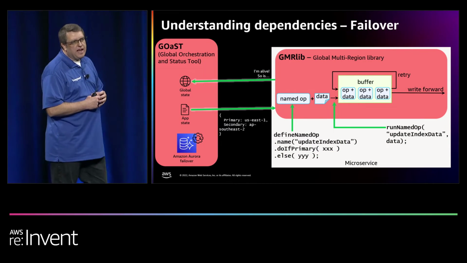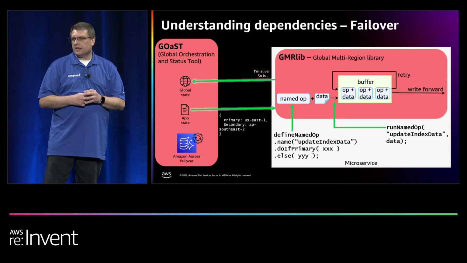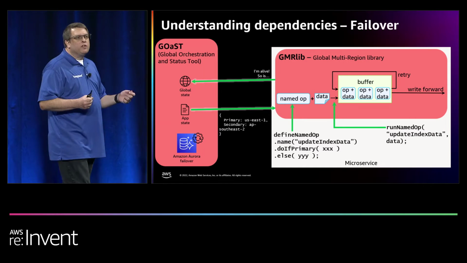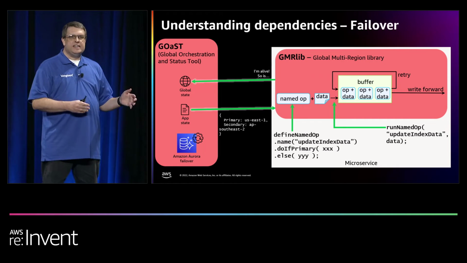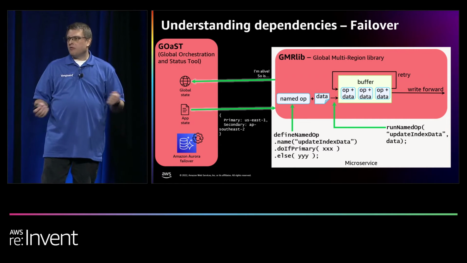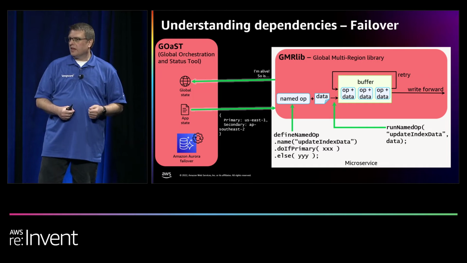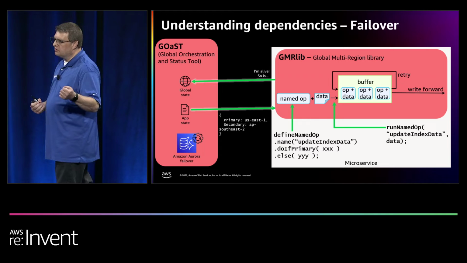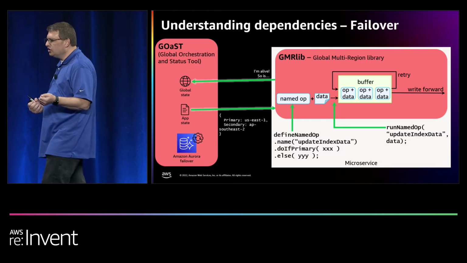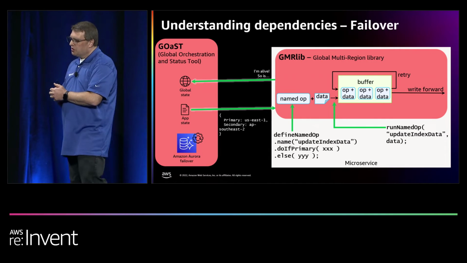Let's talk about how we handle these dependencies. In order for our applications to work, you may have seen that they actually need to be aware of whether they are the primary or the secondary. If they're the secondary, they need to be able to forward the writes to another region. So how do we actually achieve that? We came up with this model.